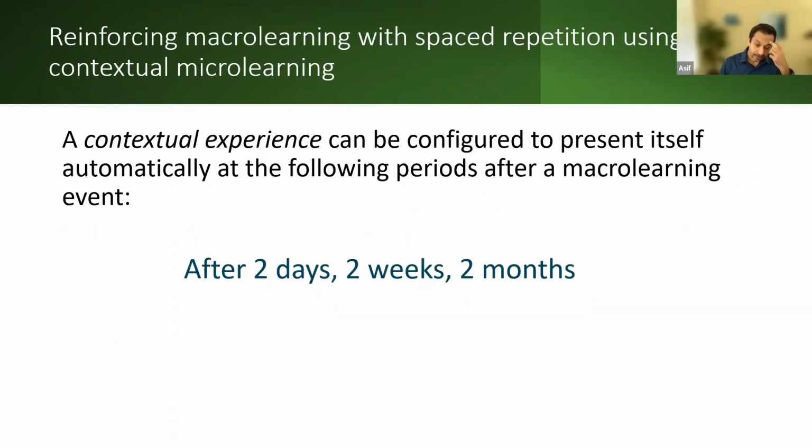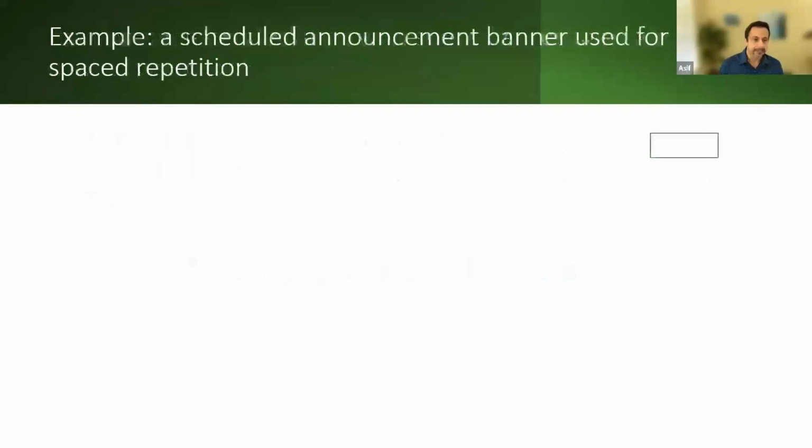This is the one that I like, which is a macro event has happened. You want to do spaced repetition with 2 days, 2 weeks, 2 months to get the information to stick. And I'm going to show you an example of how that can happen. Imagine there's a system, and in that system, salespeople. In my case, what I'm going to show is Microsoft Dynamics, but it could be Salesforce, it could be Workday, ServiceNow, SharePoint, whatever system.